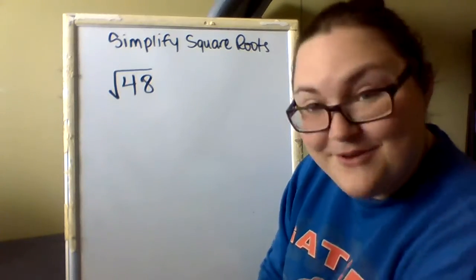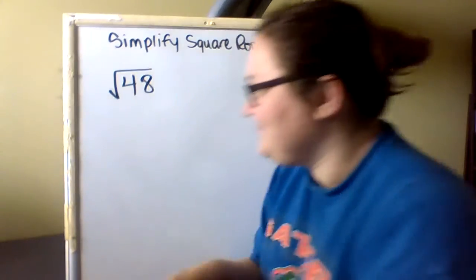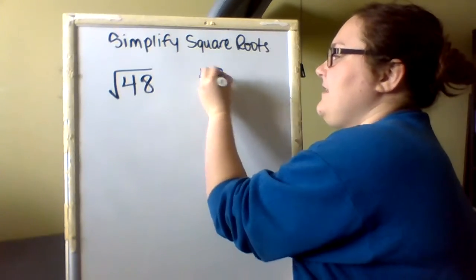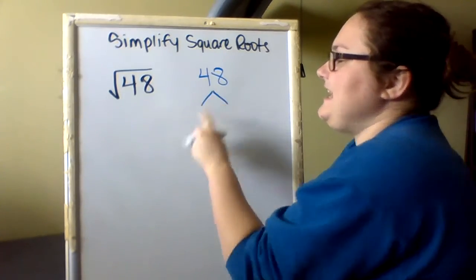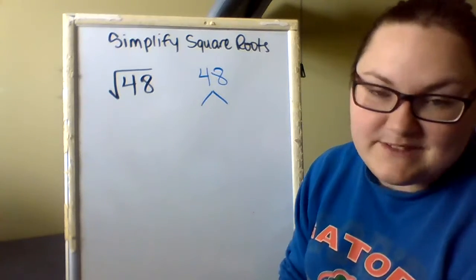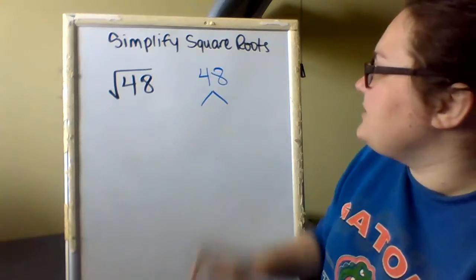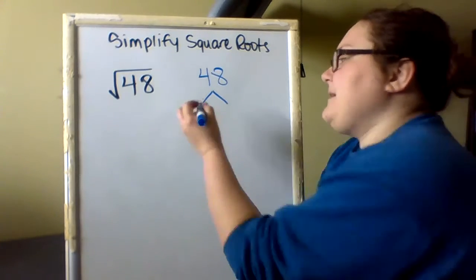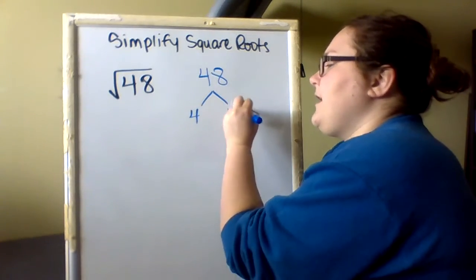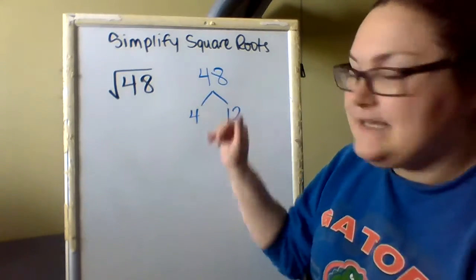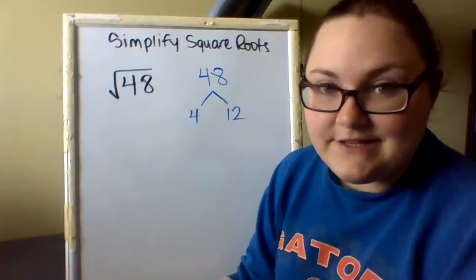All right, maybe you have a factor tree. I'm going to start with 48. And then what we need is any pair of factors of 48 besides 1 and 48. Like I said, there's a lot of different ways you could start off your factor tree. I'm thinking I'm going to do 4 and 12. 4 times 12 gives you 48. Remember, the goal is to keep going until everything you have left is a prime number.